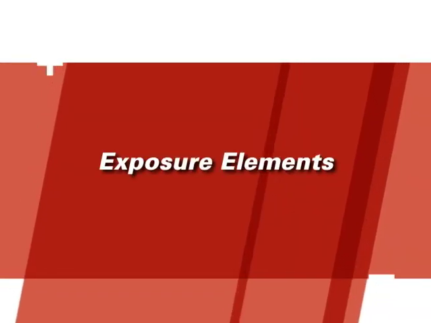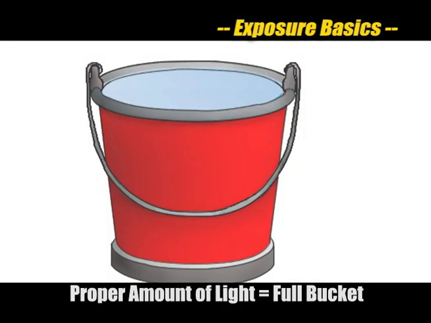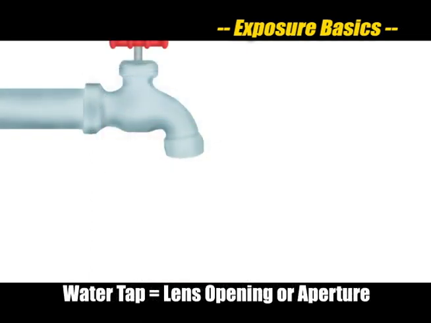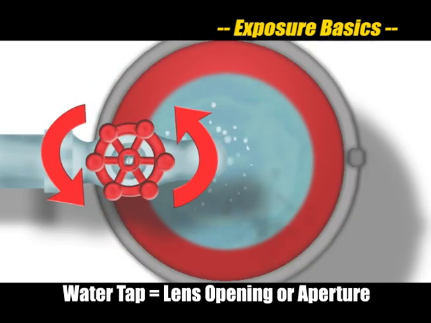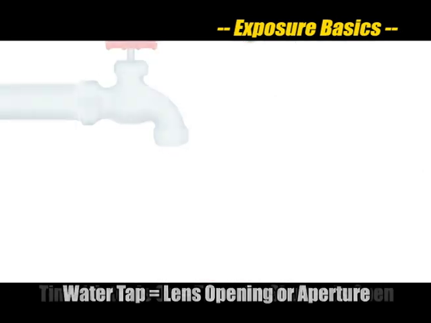Before we discuss the creative modes, let's review the basic theories of exposure by using an analogy. The amount of light needed for proper exposure is like a full bucket of water. The water tap used to fill the bucket is like the aperture or opening on your lens. The duration of the camera's shutter speed is similar to the amount of time you'll have to leave the water tap turned on to fill the bucket.